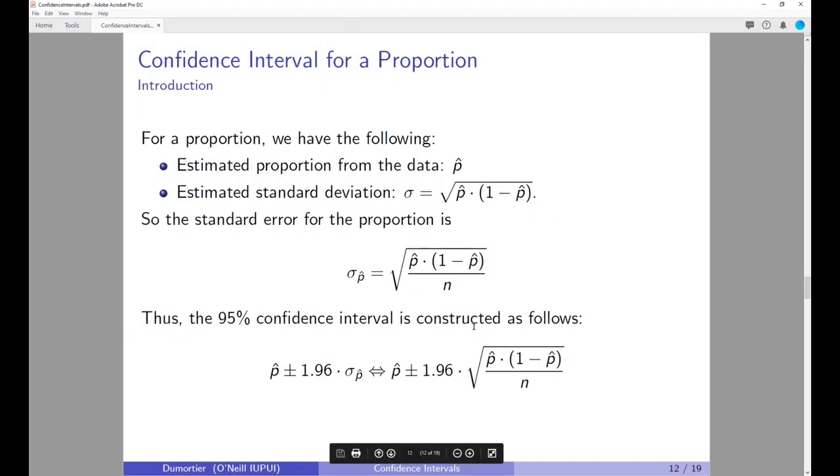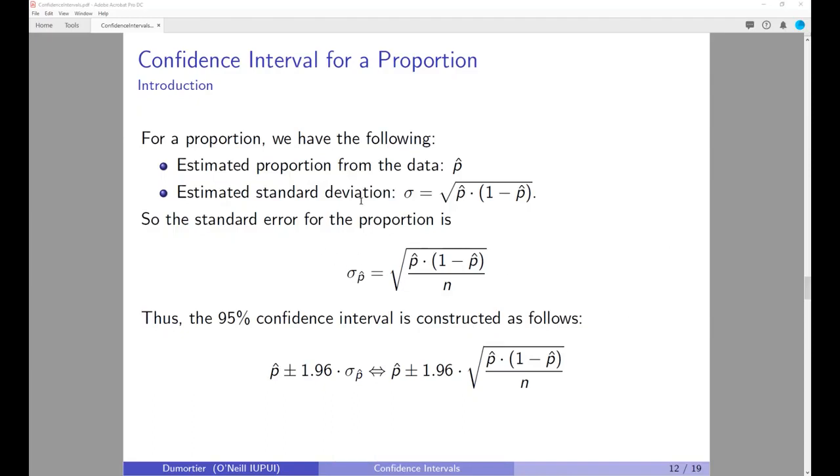Now, calculating the confidence interval for a proportion or for a fraction is much simpler. Note that for a proportion we have the following. We have the estimated proportion from the data, which we call p hat, and it turns out that the estimated standard deviation is p hat times 1 minus p hat, and then you take the square root of that term.